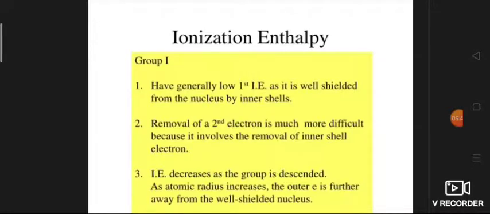Generally low ionization, first ionization enthalpy. It is well shielded from the nucleus by inner shells. Removal of the second electron is much more difficult because it involves removal of an inner shell electron. Ionization enthalpy decreases as the group is descended as atomic radius increases. The outer electron is further away from the well-shielded nucleus.